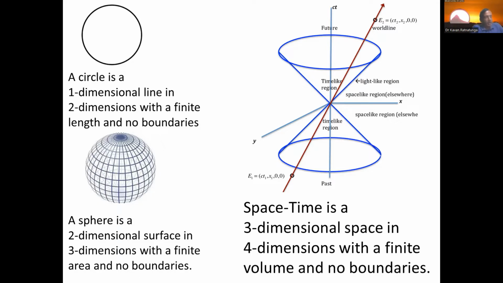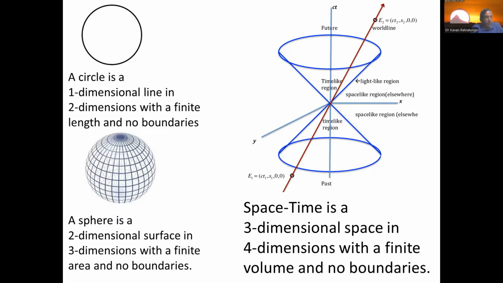A circle is a 1-dimensional line, and it is a 2-dimensional object because it is on a 2-dimensional surface. It has a finite length and no boundaries. Whereas a sphere is a 2-dimensional surface, the surface of the sphere, and it is in 3 dimensions, and it has a finite area and no boundaries. That means that you walk in any direction, you don't find the end of the surface of the earth, for example. There are no corners unless you believe the earth is flat.